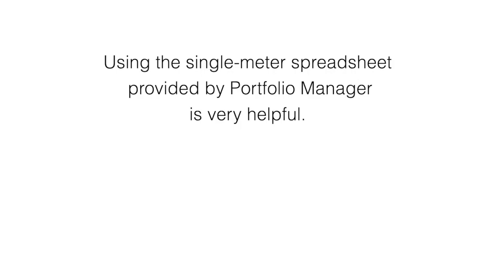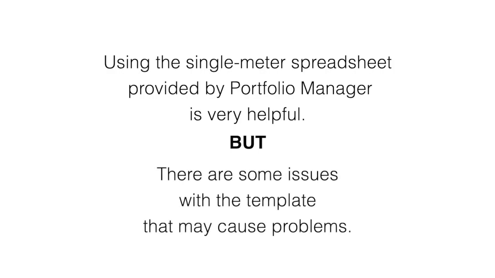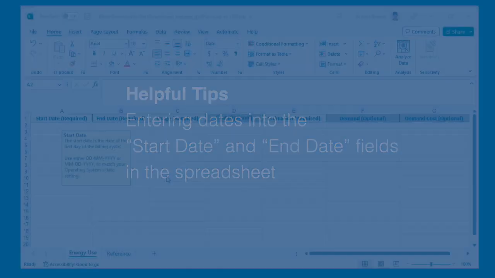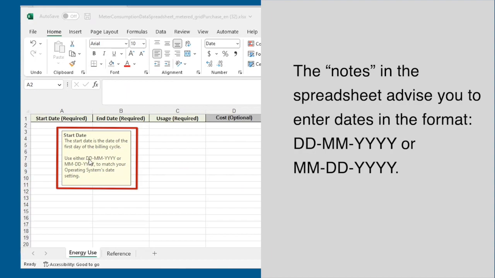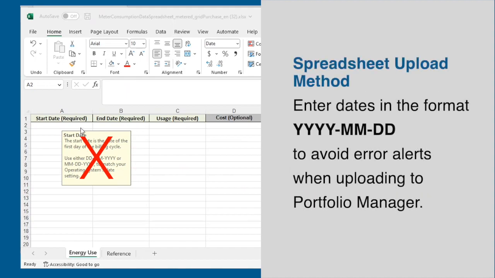Using the single meter spreadsheet provided by Portfolio Manager is very helpful, but there are some issues with the template that may cause problems. Here are some tips for entering dates into the start date and end date fields in the spreadsheet. The notes in the spreadsheet advise you to enter dates in the format day-month-year or month-day-year. This is incorrect.